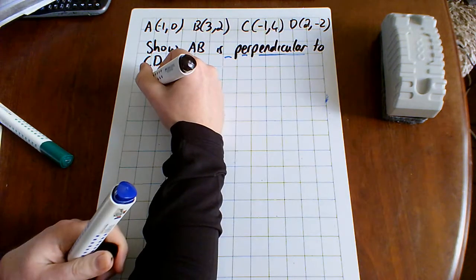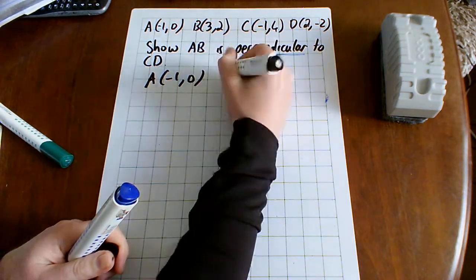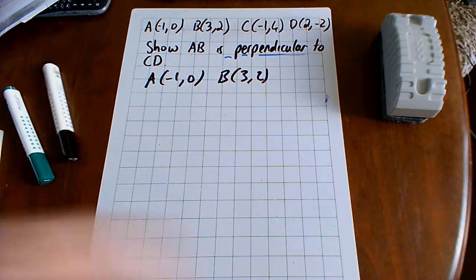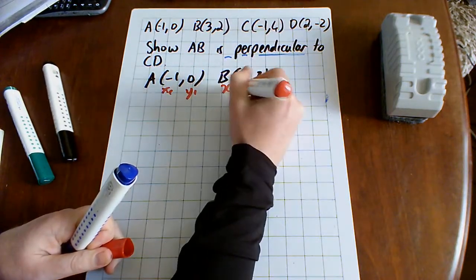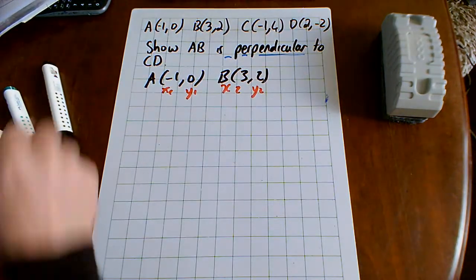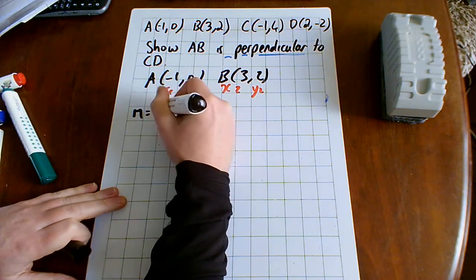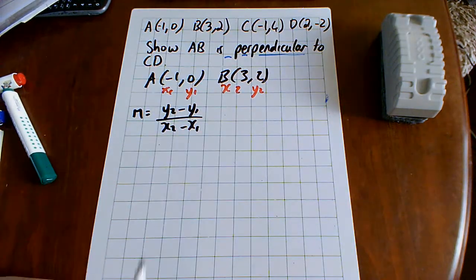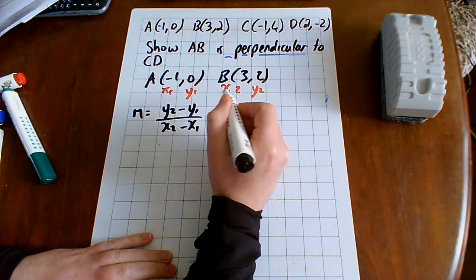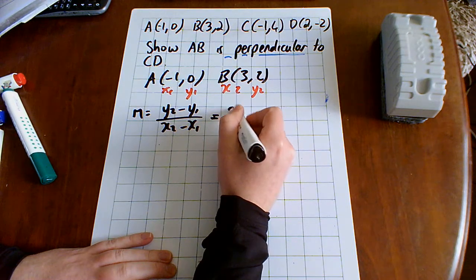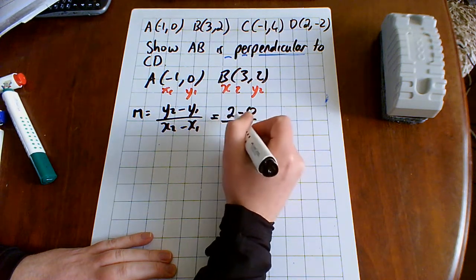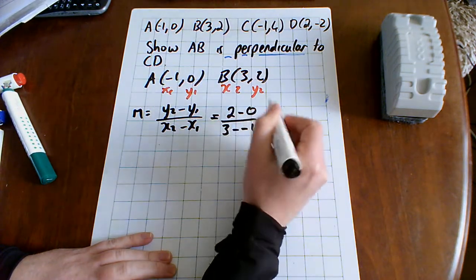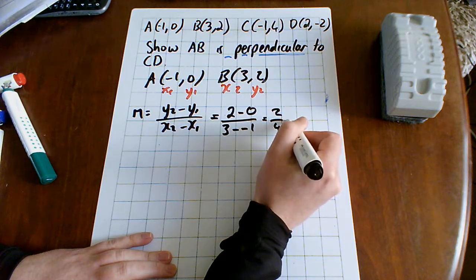Okay, so first of all, I'm going to write A is minus 1, 0. B is 3, 2. What do I have to do with them if you remember to find slope? I have to label them. X1, Y1, X2, Y2. I then write out my slope formula. Slope is equal to Y2 minus Y1 over X2 minus X1. You don't have to remember it, but you will. It's in your maths table, it's also in your book. Y2 is 2 minus 0 over X2 is 3 minus, and it's minus 1, so that's going to become plus 1. So it's 2 over 4, which is a half.